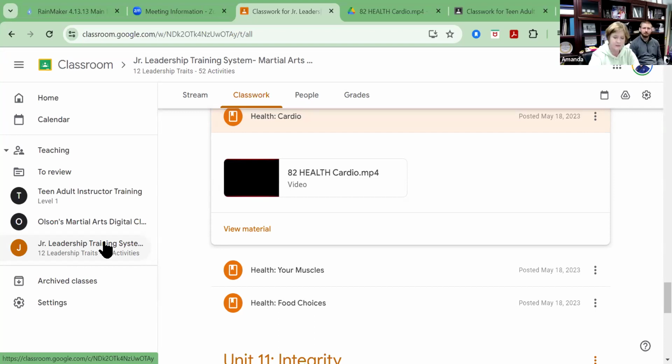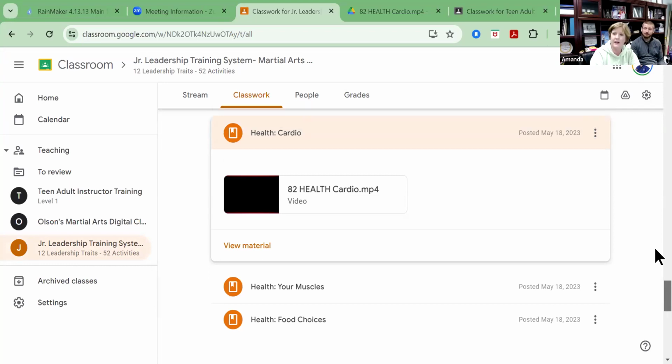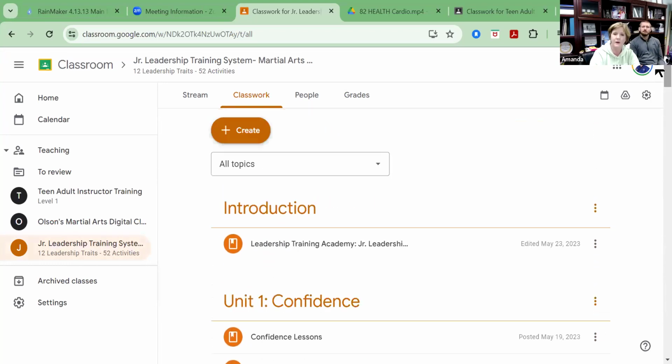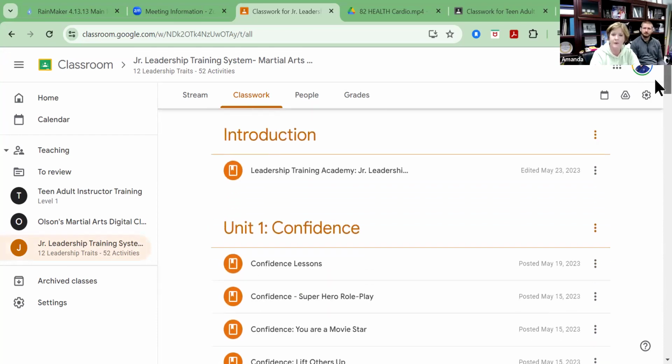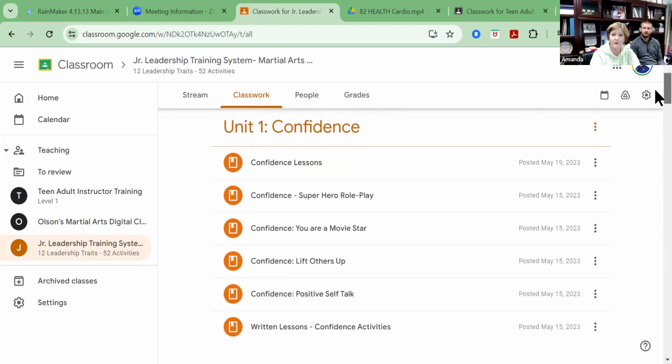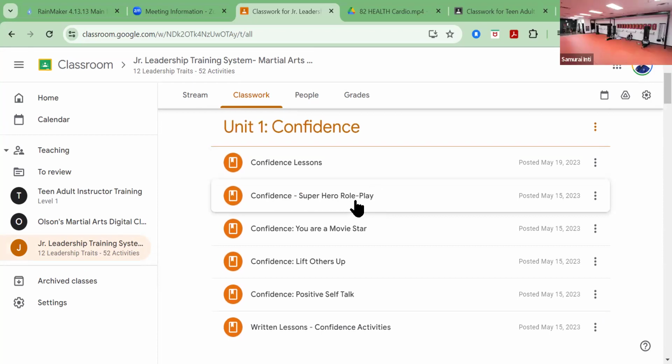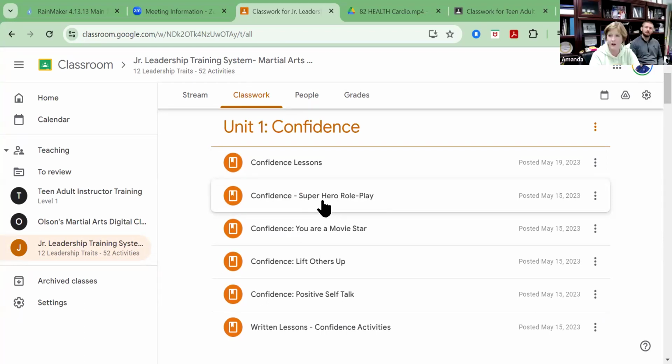So for instance, just to give you a day today, January, we just started with Unit 1. You can start wherever you want, it doesn't matter. We started with confidence for January. And so the first week of January, the confidence lesson was the superhero role play, where the kids did their favorite superhero pose, and worked on having a good time building their confidence.